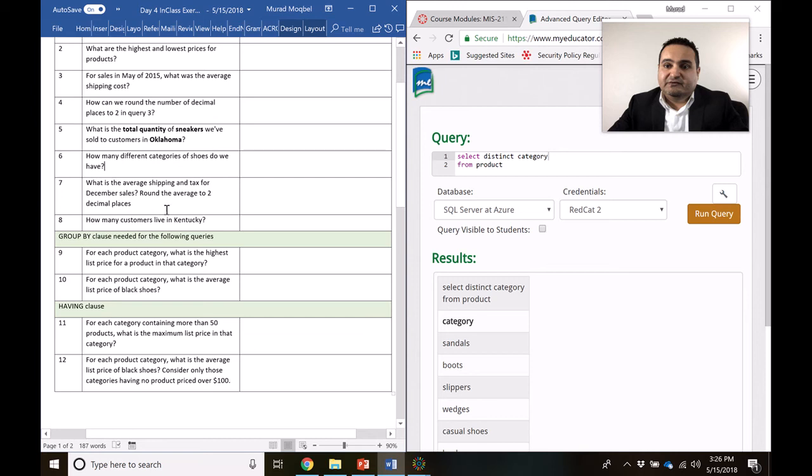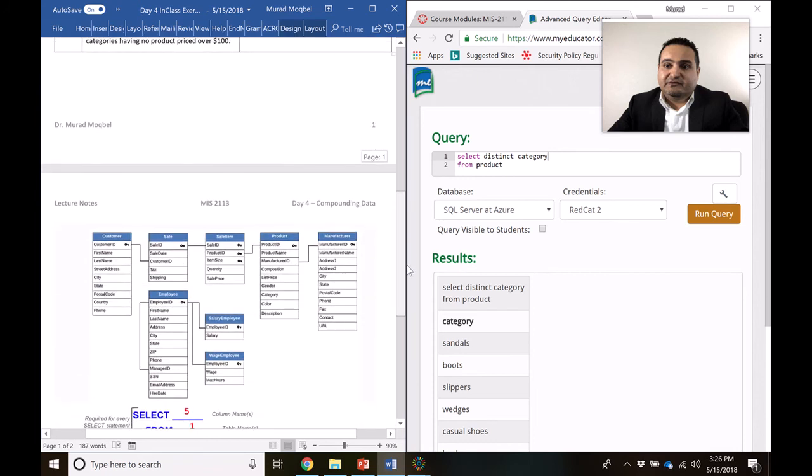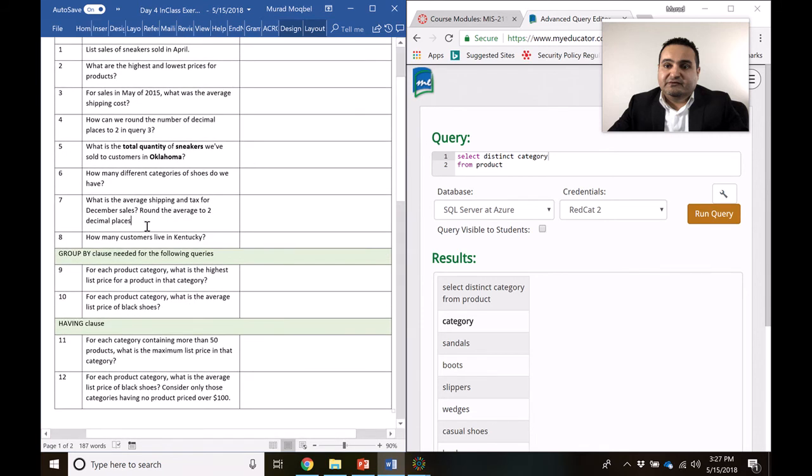Now what is the average shipping and tax for December sales? So in this case, I need the sale date, the tax and the shipping. All right, so it's asking me what is the average shipping and tax together. So I'll say select AVG and then tax plus shipping.